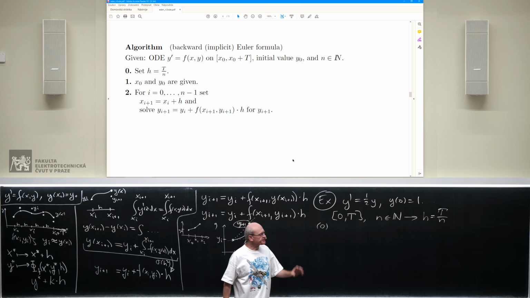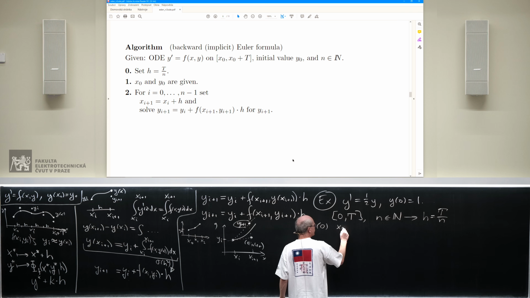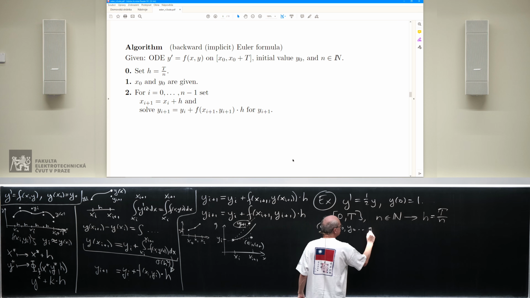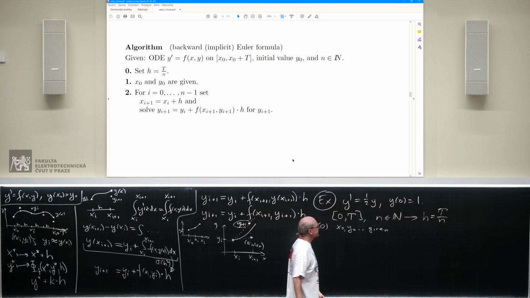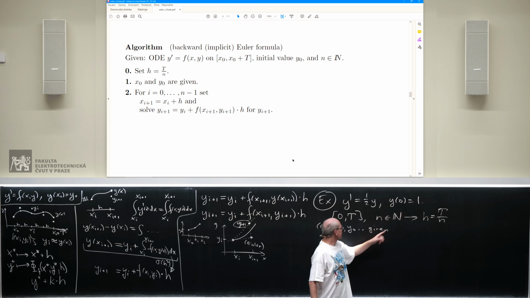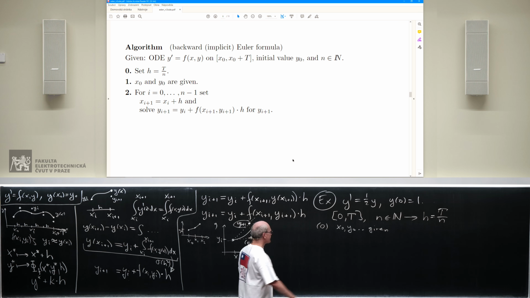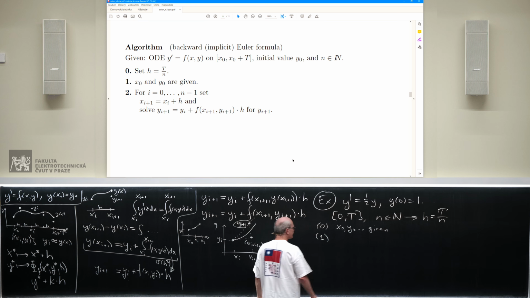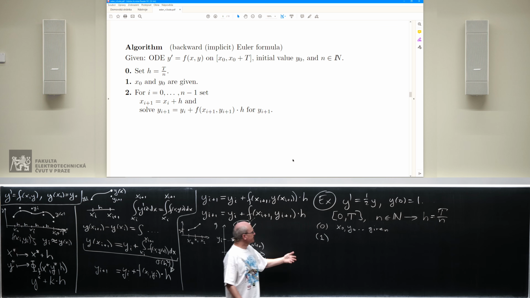The starting point is given. So x naught, y naught, given. In our case, x naught is 0 and y naught is 1. But I will show a general framework. How about the iterative step?